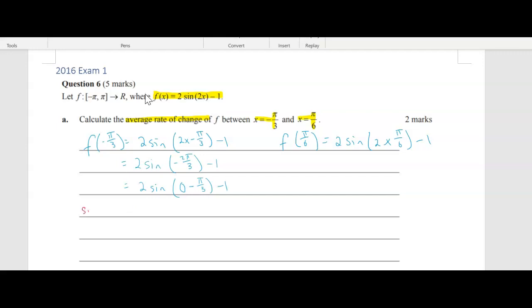So sine of pi on 3. Now I don't know what that is, so I'm going to have a sneaky look. All right, so it's root 3 on 2. So I'm going to keep going.